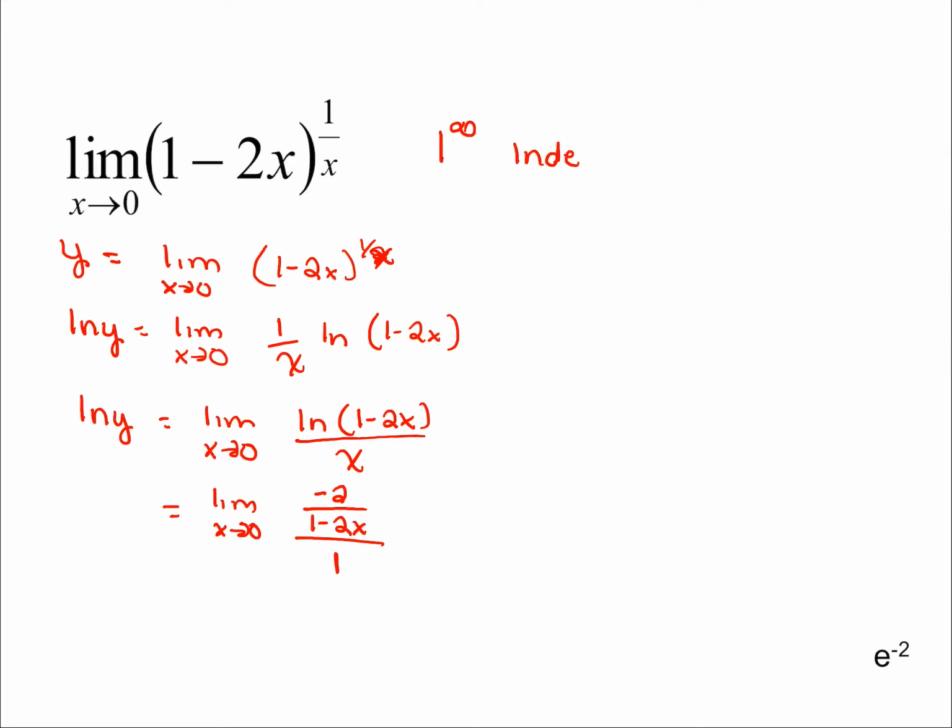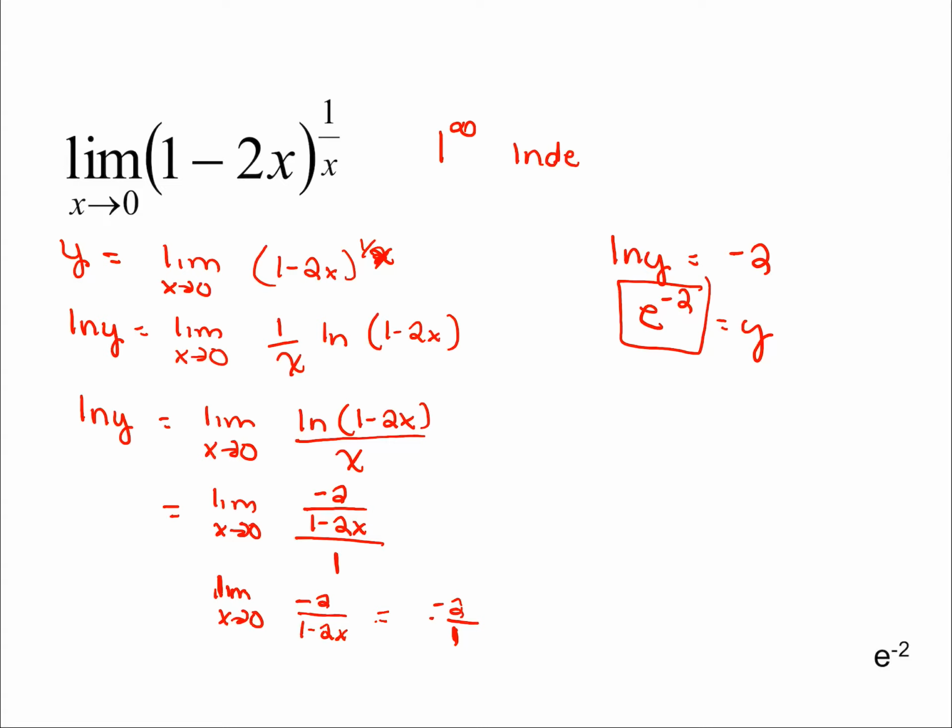So now I can see I can do a direct substitution here, and I get the limit as x approaches 0 of negative 2 over 1 minus 2x, and that's going to equal negative 2 over 1. Okay? But that's not my answer. Remember, that is the natural log of y is equal to negative 2. So then I solve for y. I get e to the negative 2 is equal to y. So my answer is e to the negative 2.